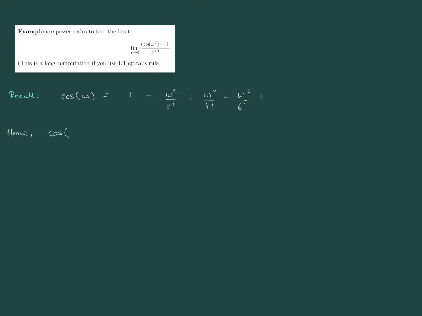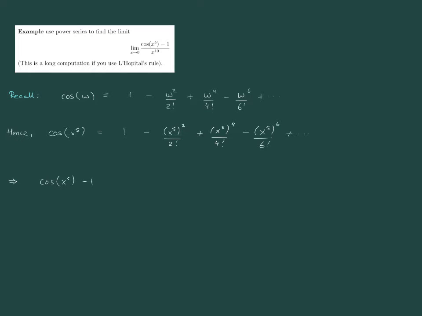So hence, cosine x to the 5. When it was w, I put a w everywhere, so when it's x to the 5, I just replace all the w's with x to the 5's. So 1 minus x to the 5 squared over 2 factorial plus x to the 5 to the 4 over 4 factorial minus x to the 5 to the 6 over 6 factorial plus dot dot dot. Again, I'm just replacing the w's with x to the 5.